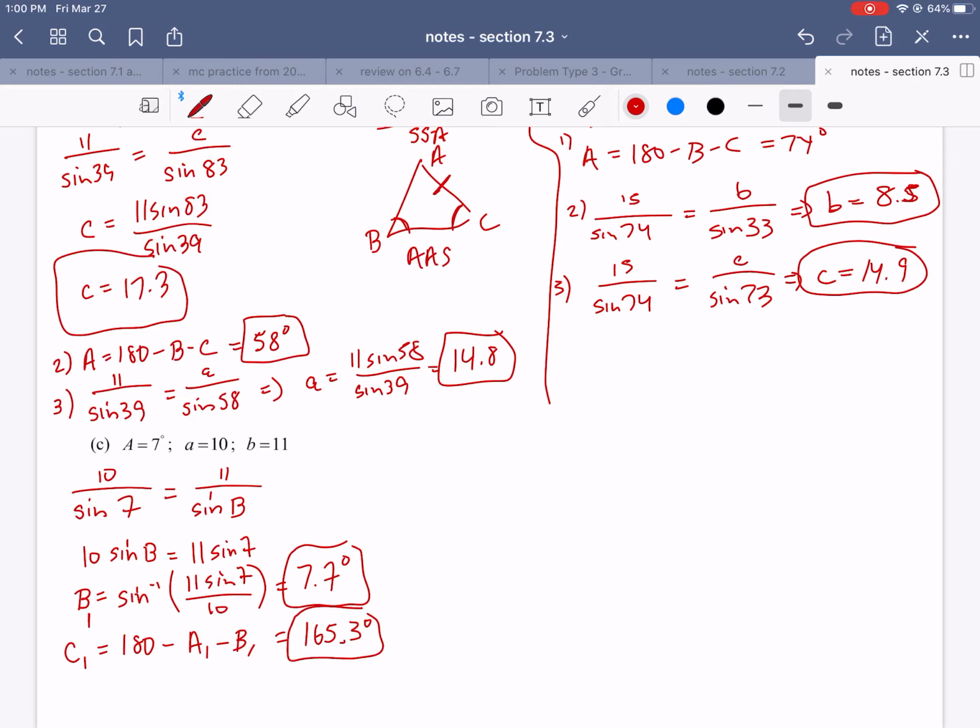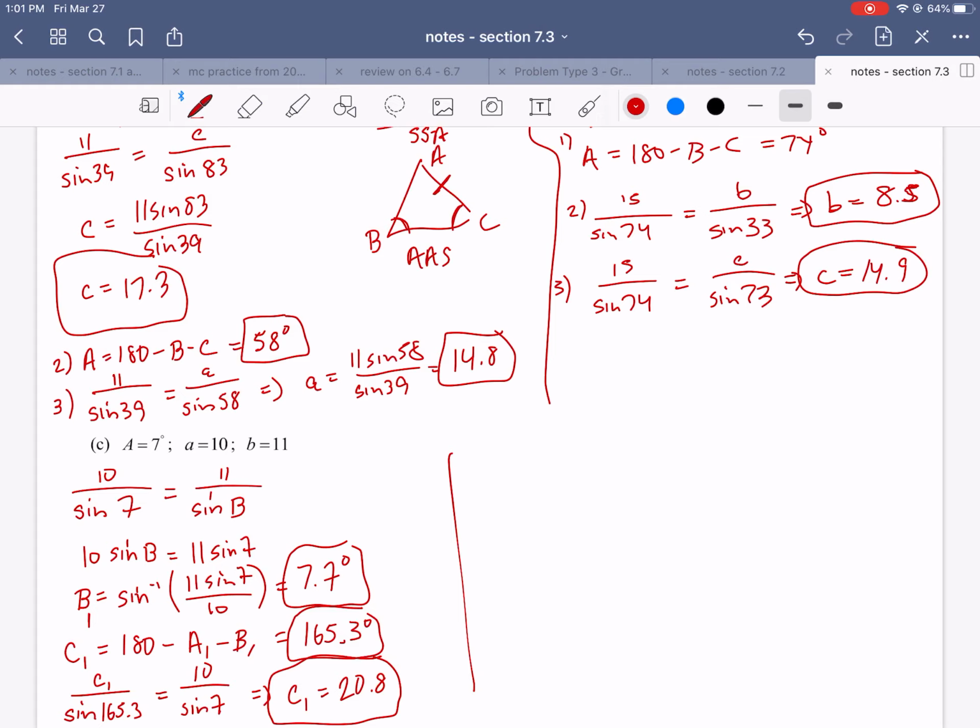The last thing is to find little c sub 1, so the side c sub 1. I'm going to set that ratio up, c sub 1 over sine of C sub 1, and set that equal to my given ratio, which is 10 over the sine of 7. Cross multiplying and dividing gives me c sub 1 is equal to 20.8.